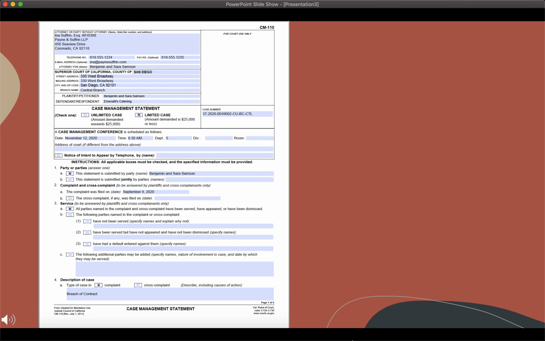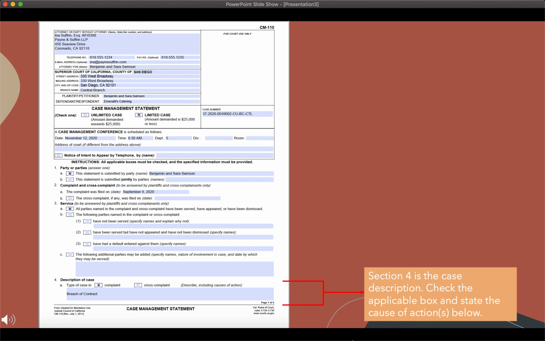Finally, we have section 4A, description of the case. Section 4 bleeds onto page 2 of the statement, but we will first check the box applicable. In our case, the first box is applicable because this is a complaint, and then we would state the cause of action. The Sampson cause of action was a breach of contract.